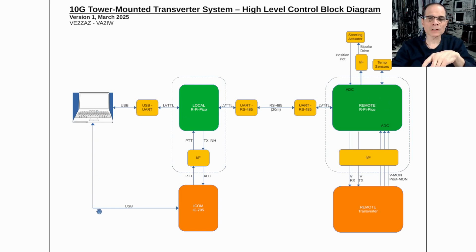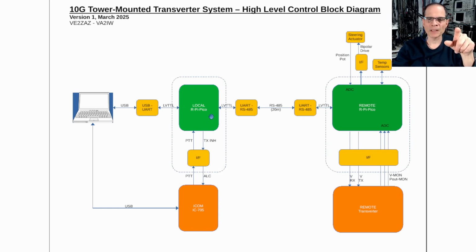That PC will also have a USB link to the ICOM 705 IF radio. It will allow me to send Morse from the PC just by typing strings directly to the ICOM 705 as opposed to manual keying with a paddle. I'll also have a paddle, of course, if I want to send something manually. Another USB link will be used to control the local Raspberry Pi Pico through a USB to UART converter.